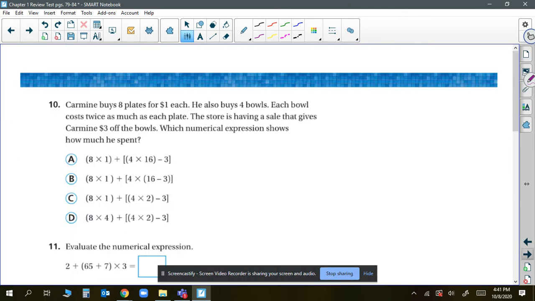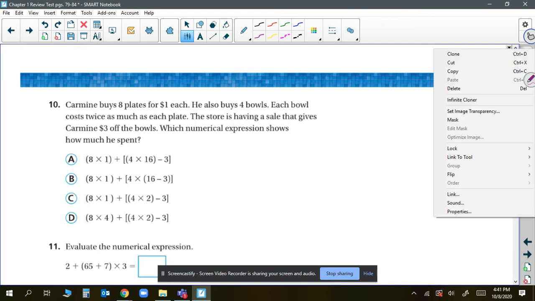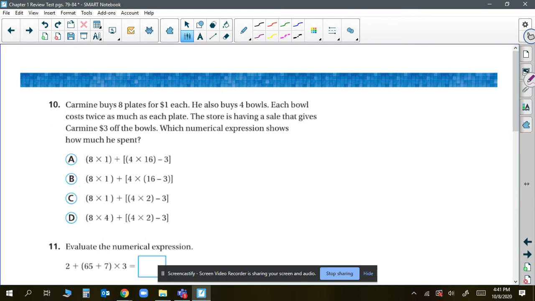All right, number 10 here, gang. Let me try to lock it. All right, so Carmine buys 8 plates for $1 each. He also buys 4 bowls. Each bowl costs twice as much as each plate. The store is having a sale that gives Carmine $3 off the bowls. Which numerical expression shows how much he spent?